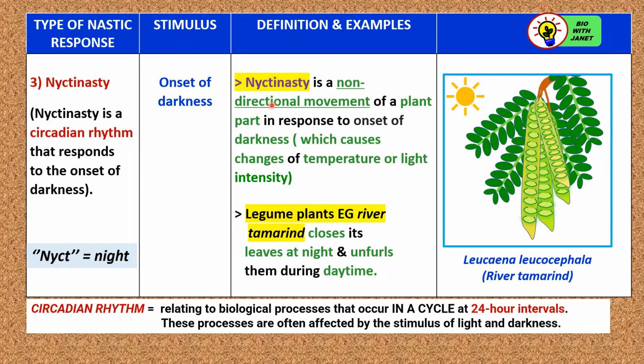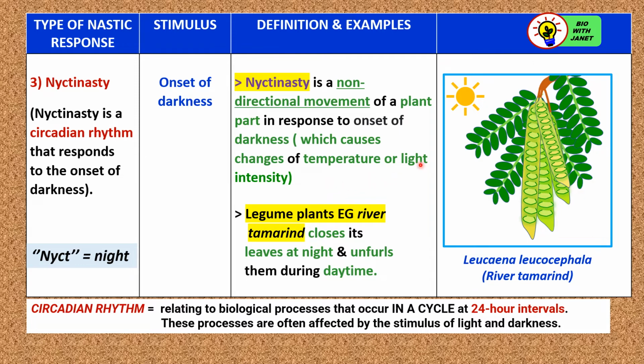So Nyctinasty is a non-directional movement of a plant part in response to the onset of darkness, all right, around evening time usually, which causes changes of temperature or light intensity. So when the darkness comes, it causes a decrease in temperature and also a decrease in light intensity. So these are the stimuli, all right, the onset of darkness, which causes changes in temperature and light intensity.